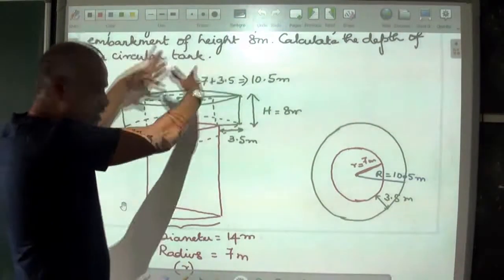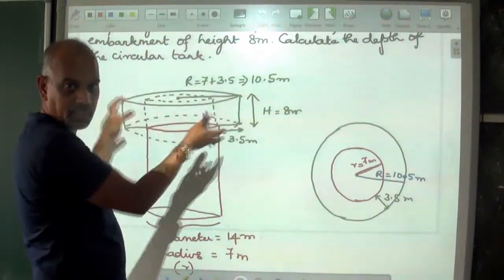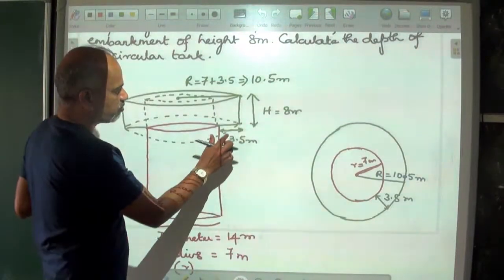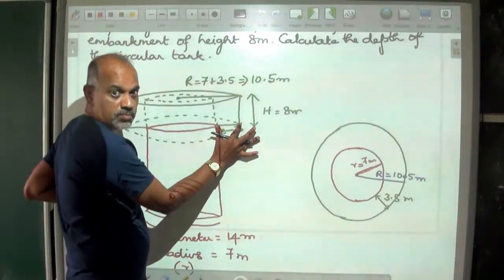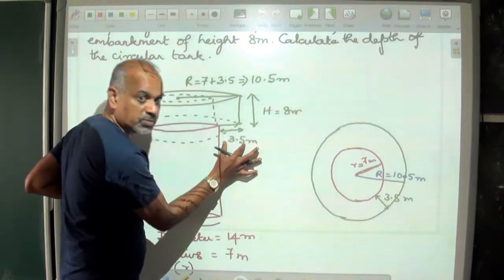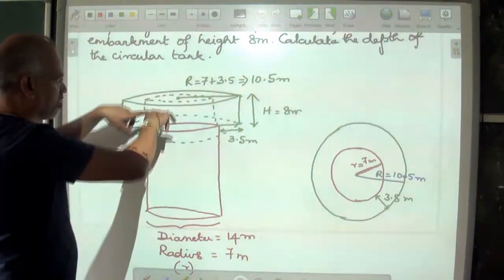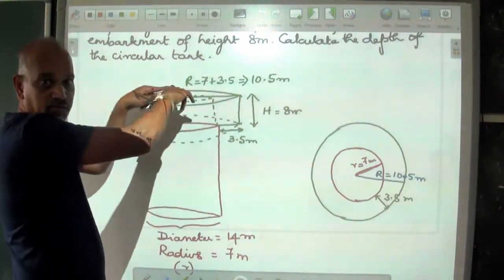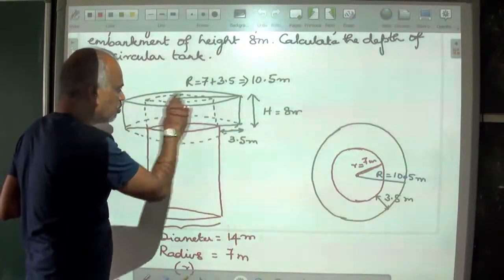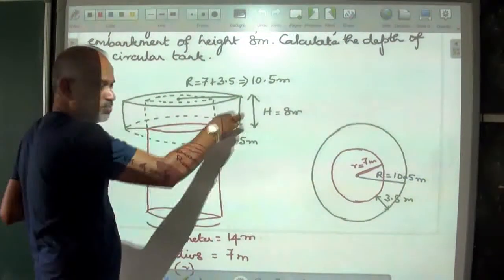Now this mud which is taken out is spread all around the top of the tank in the form again of a cylinder of width 3.5 meter. Width of this embankment that is made is 3.5. This distance is 3.5 meter, which means here also it's 3.5. Now this cylinder which you are getting, which is the embankment, is a hollow cylinder. It's open from here. This is open. This same mud which is there is taken out and spread all around.